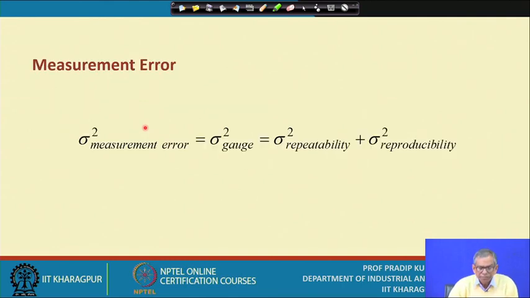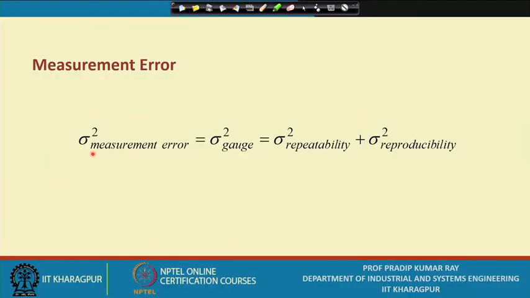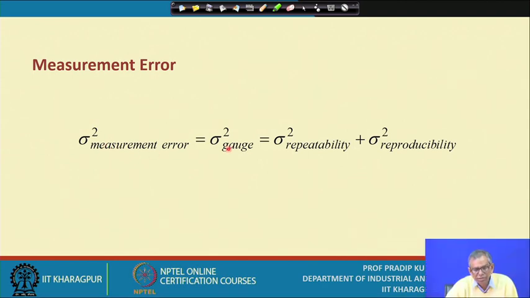Now then, how do you explain the measurement error? First, the total variability is equated with the variability due to the product and the variability due to the measuring instrument. That is referred to as measurement error. Now further you need to study this measurement error. So if you have this measurement error or the gauge variability, that is sigma square measurement error, that is sigma square gauge, that's the notation we have been using.